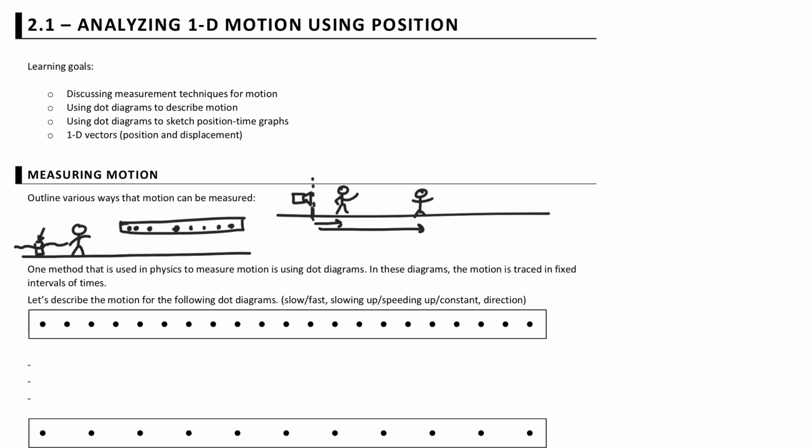So let's describe the motion for the following dot diagrams. We want to do it in terms of slow, fast, speeding up or slowing down, and whether it's constant, and what is the direction.